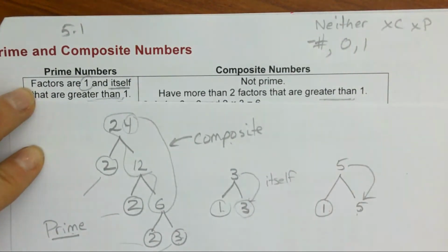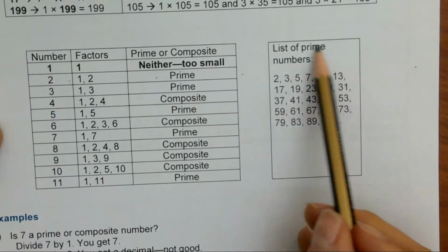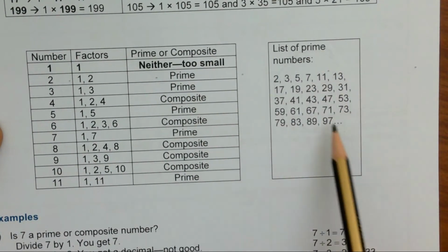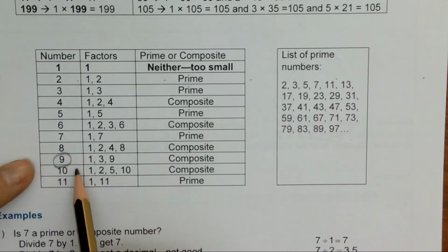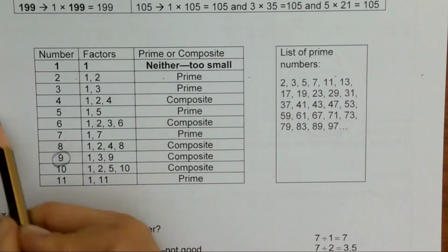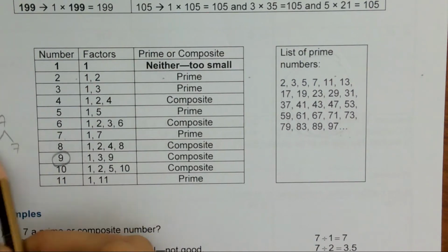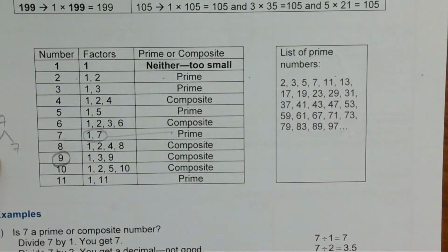Okay, so here I wrote out the list of prime numbers less than 100, and you can see that 9, you can go 3 times 3 is 9, so you know it's composite. But 7, the only factors of 7 are 1 and 7, so you know it's prime. Okay, let's look at the next page.